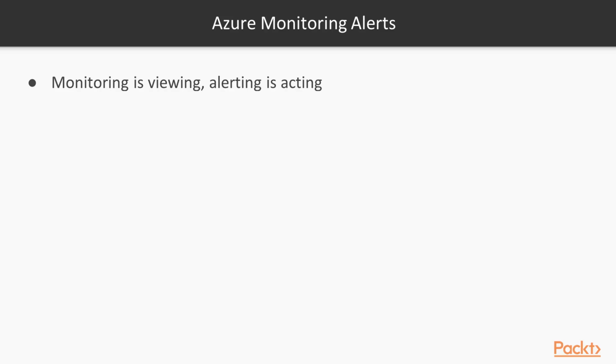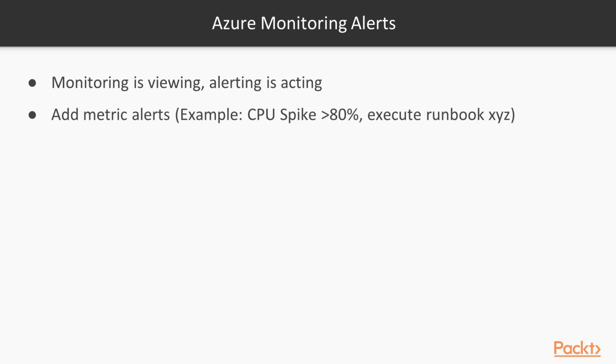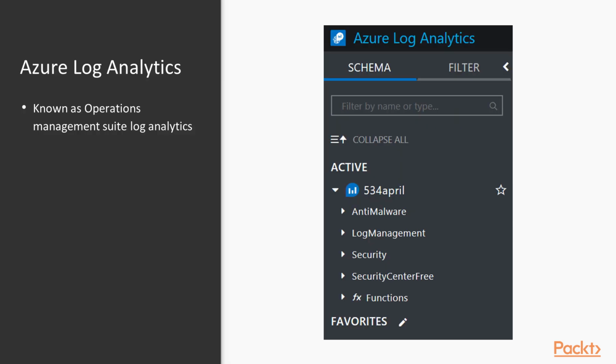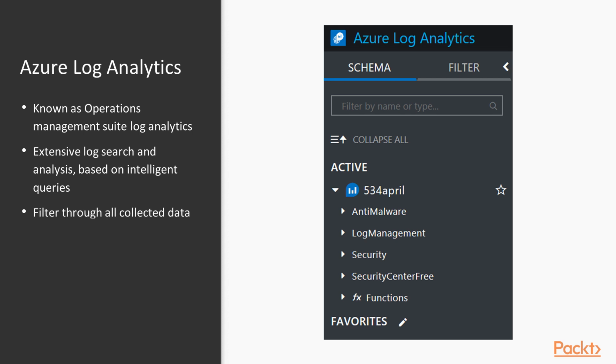As I showed you, Azure Monitor supports different alerts, metric-based ones, activity log ones, and real-time metric alerts as well, which for now is in preview, so I'm not going to talk too much about it. The next one, Azure Log Analytics, formerly known as OMS Log Analytics, where OMS stands for Operations Management Suite. It's an extensive log search and analysis tool based on intelligent queries. It starts from a massive amount of data that's being collected from your Azure subscription and also supports hybrid environments.